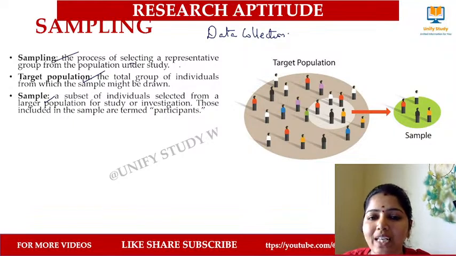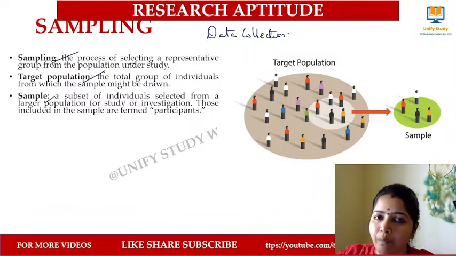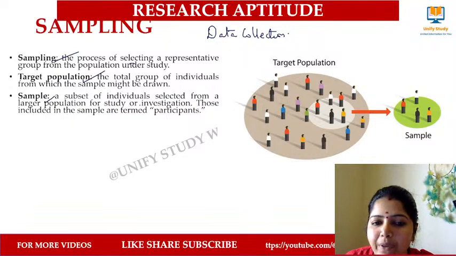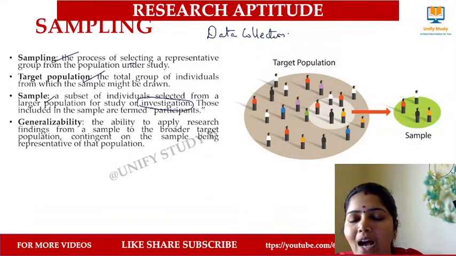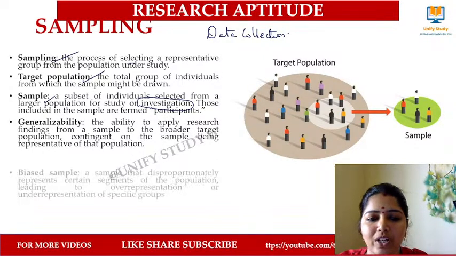The process of selecting a representative group from a population under study is called sampling. The target group is called the target population, and the sample is what? A small group, a subset of individuals selected for the purpose of study or investigation. With the sample, we will be doing generalization.